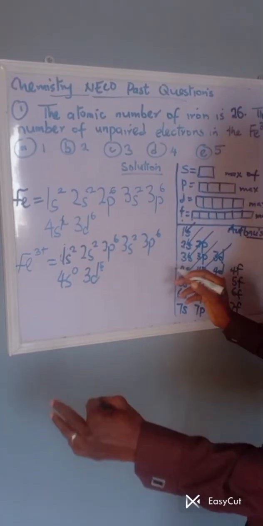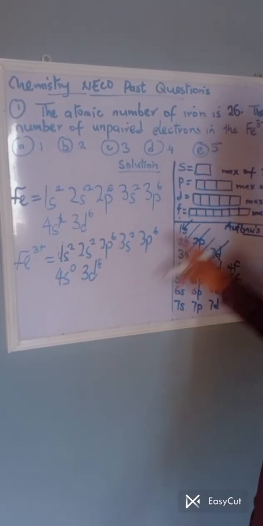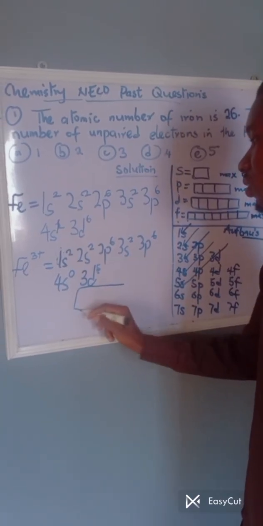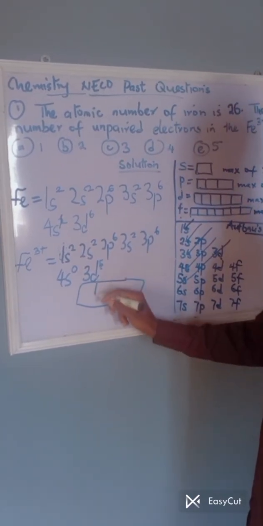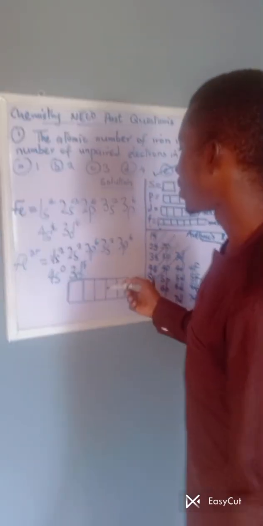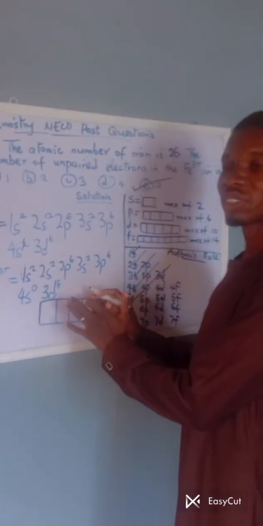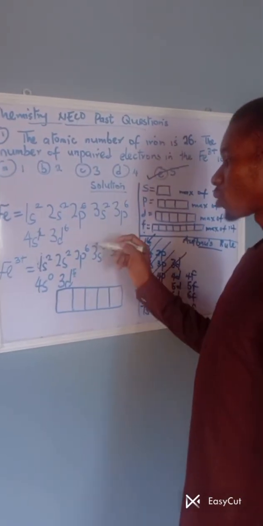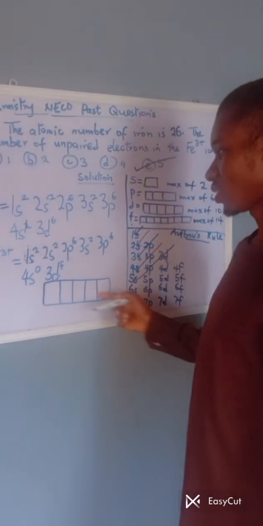So how do we now tell the number of unpaired electrons? We can now stretch out our d orbital. So this is our 3d orbital. You can leave out the rest. It has 5 compartments: 1, 2, and so on. We can just focus on the outermost orbital and leave out the rest because they are all complete. Now we are going to put all 5 electrons in this d orbital as it shows here.